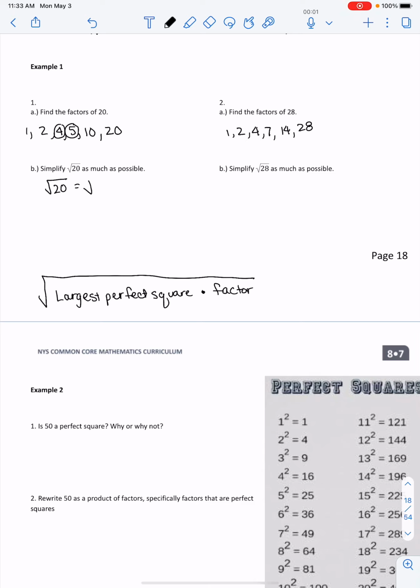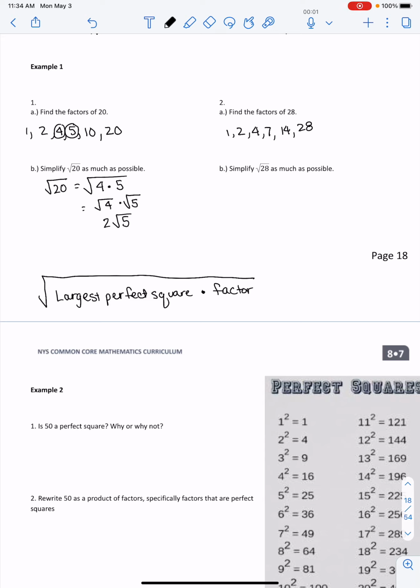So in this case, that square root of 20 is going to equal, underneath that square root, and then we'll separate it, square root of 4 times 5. So now when I separate that, we've got the square root of 4 times the square root of 5. Well, the square root of 4 is 2. So therefore, it would be 2 square root of 5.